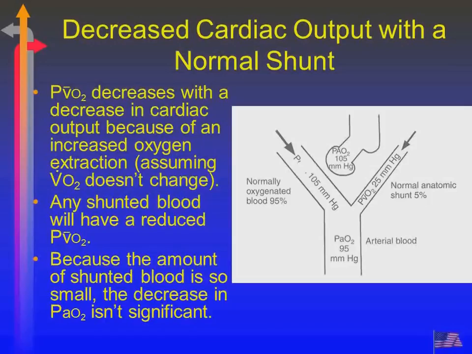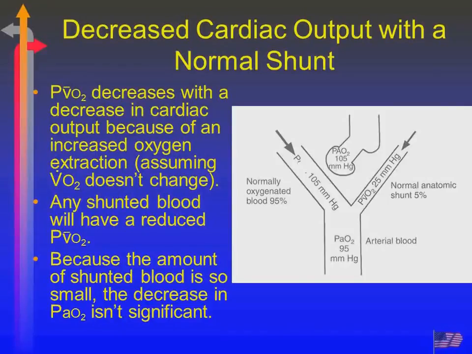Well, what happens if I have a cardiac output that's reduced? Still my normal anatomic shunt, but now I'm hypotensive. Now I have a cardiac output that is maybe half of normal. What does that mean? Well, the left side still stays the same. That doesn't change. But because that cardiac output is low, the transit time through the capillary systemically is reduced, more is extracted.